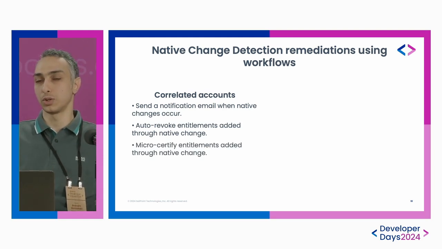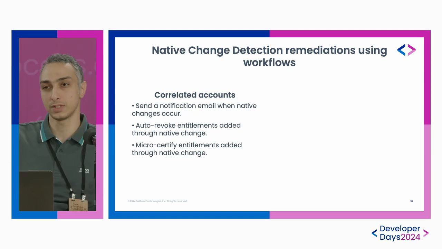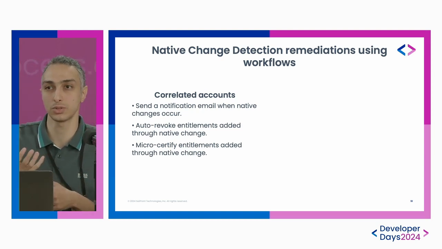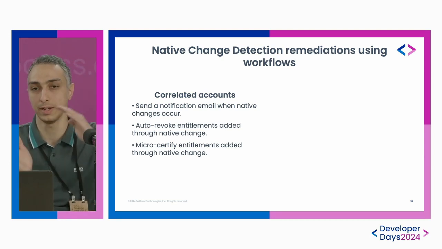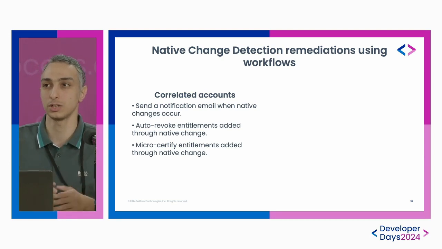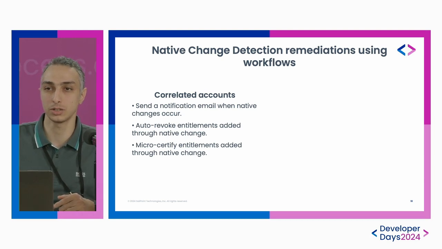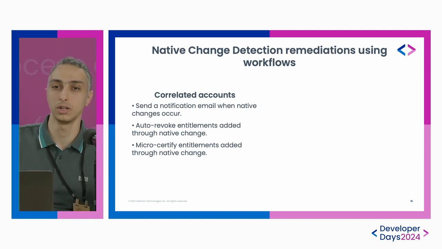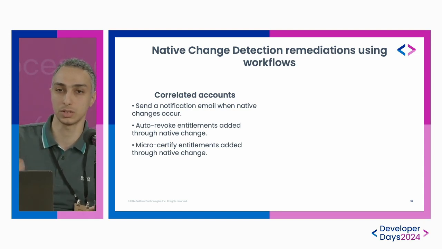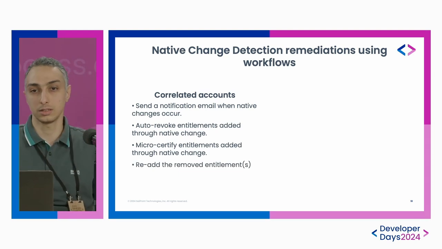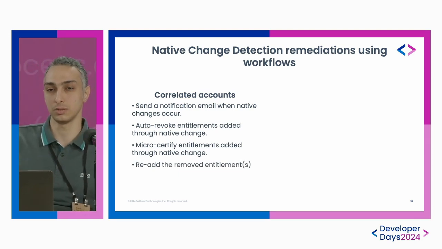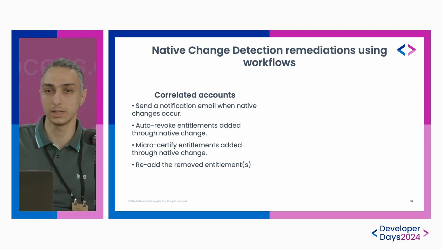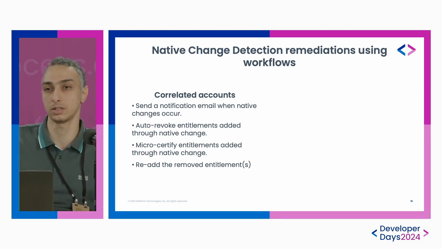For the correlated accounts, since we have the account mapped to an identity, we can create a micro-certification and assign this micro-certification with all the out-of-band added entitlements to the identity manager, and then we let the identity manager decide if he would like to maintain these entitlements for this identity, or he would like to revoke all of them or some of them. Yeah, and last but not least, we can re-add the removed entitlements again, just in case these entitlements are marked as requestable in Identity Security Cloud.